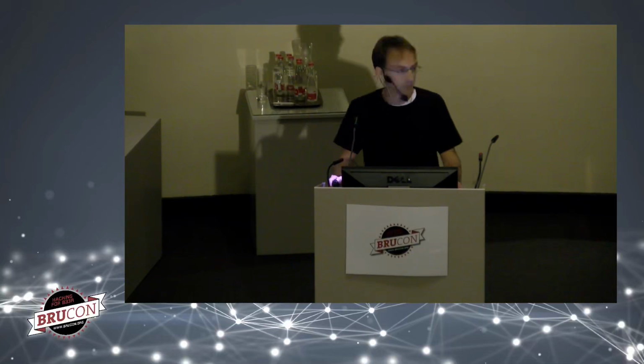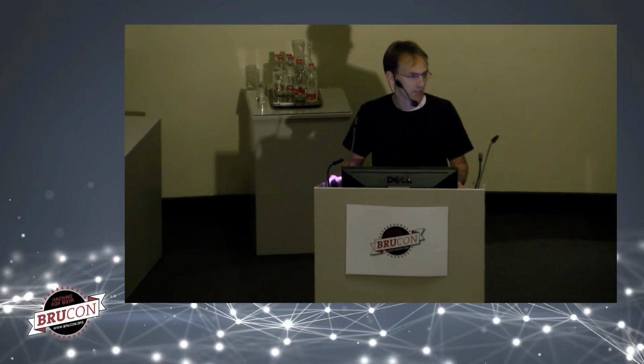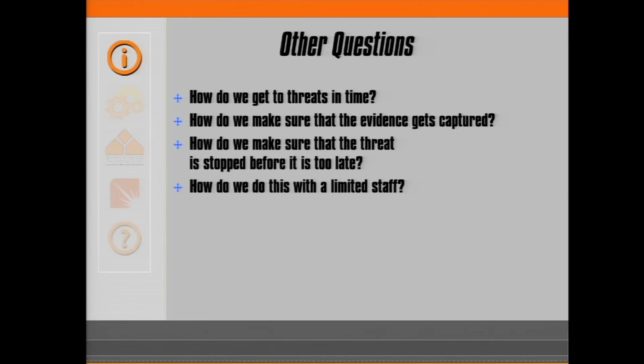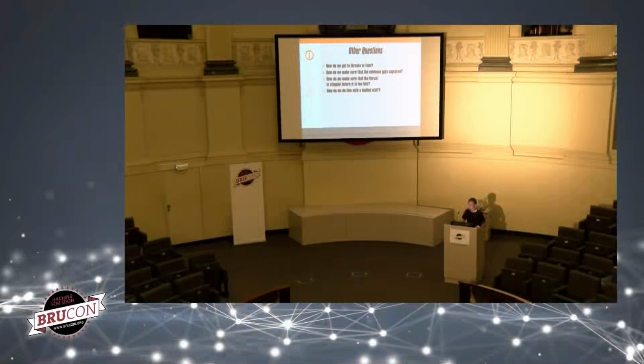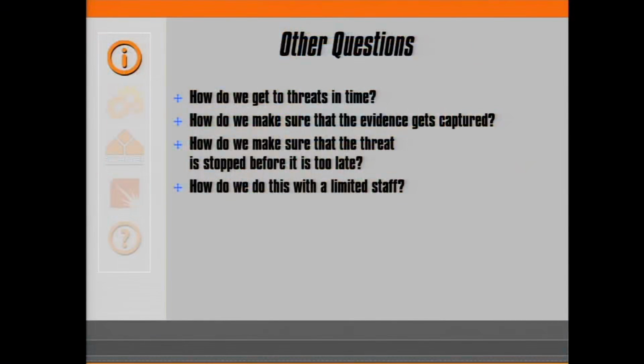It started with a question. Multiple cloud servers, all using fail2ban to protect themselves. Can I share a jail between these systems? But in security operations, this leads to lots of other questions as well. How do we get to threats in time? How do we make sure that the evidence gets captured in the event we have identified a threat? How do we make sure that the threat is stopped before it's too late?